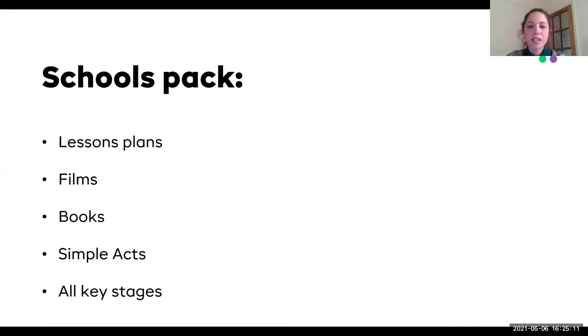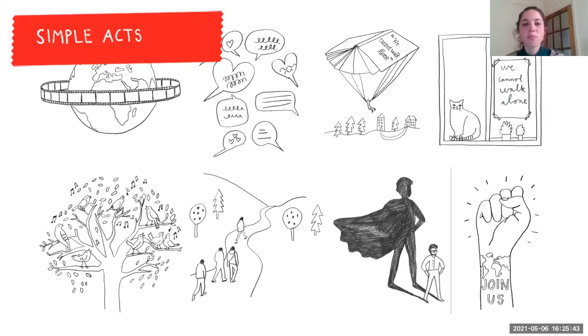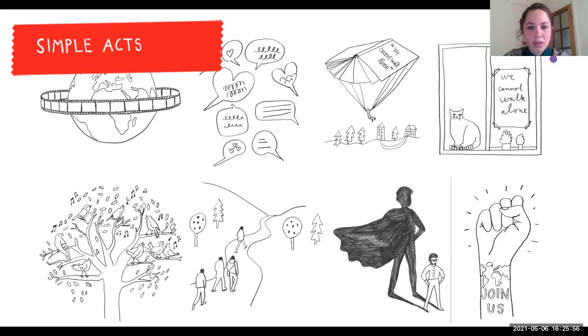I have nearly finished. The last thing I wanted to say is in terms of resources and support from us. In the second half of May, we'll be sharing a schools activity pack, which will pool a range of different resources that you can use in your school for every key stage. So they will include lesson plans, films, suggestions of books, simple acts, which are simple everyday things each of us can do to show our solidarity and support and engage with refugee experiences during Refugee Week. So that includes things like watch a film, read a book, and we're collaborating with the Great Get Together on a great walk together on Sunday the 20th of June.